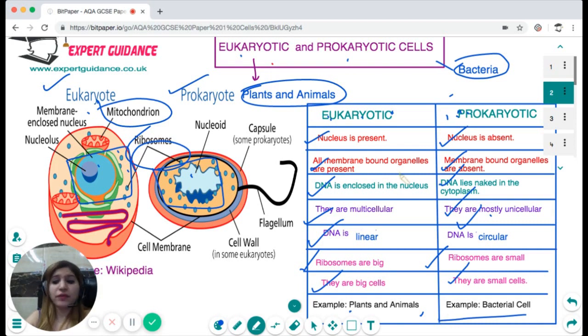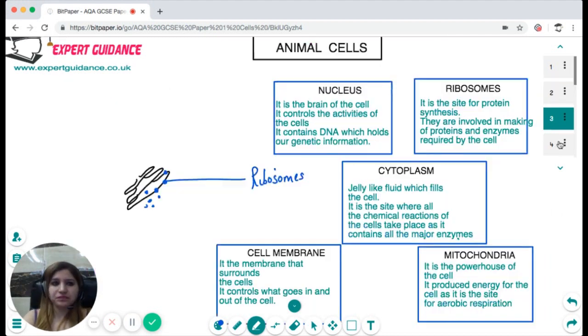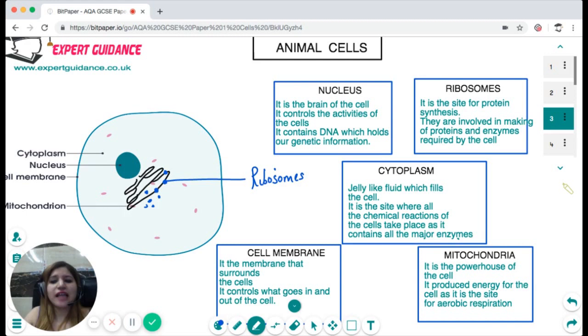So I hope you're able to write these differences, because in the exam, they can ask you to list any two differences or any two similarities between a eukaryotic cell and prokaryotic cell. So make sure you understand these points. Next, let us look in detail at the structure of an animal cell.